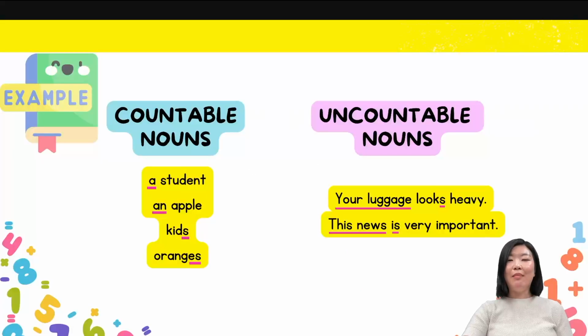Let me give you an example of countable nouns. A student, an apple, kids, oranges. So these are the types of vocabulary that can be in a singular or a plural form, whereas uncountable nouns cannot be in singular or plural. Make sure those nouns are in a base form. So let's take a look at an uncountable noun example. As you see, luggage is in the base form of a noun. So you cannot say luggages. Make sure you keep it as a base form.